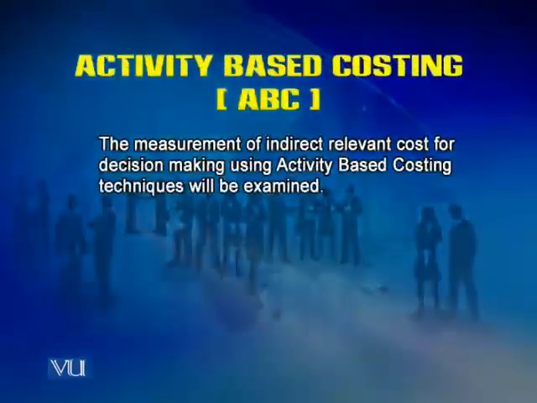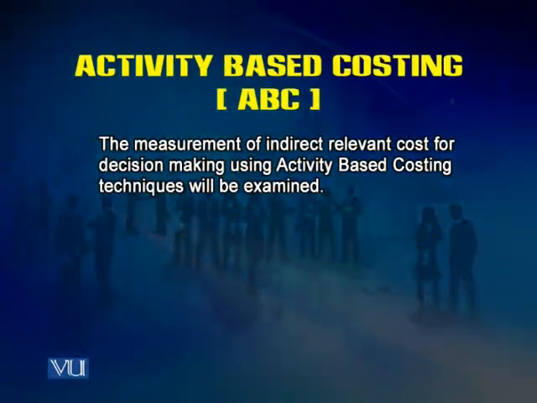The proponents of this activity-based system argue that this more accurately allocates the overheads to the product because it is based on usage of services or usage of resources. Activity-based costing, or ABC as we'll call it, is the measurement of indirect relevant cost. As we said, direct costs will be direct material and direct labor, and there will often be not much difference in the direct costs between the two costing systems. So the measurement of indirect relevant cost for decision making using activity-based costing techniques will be examined.